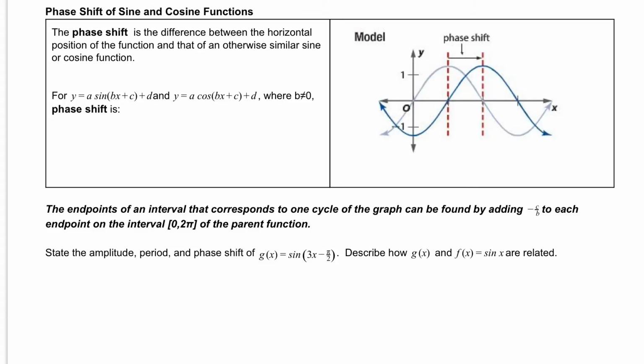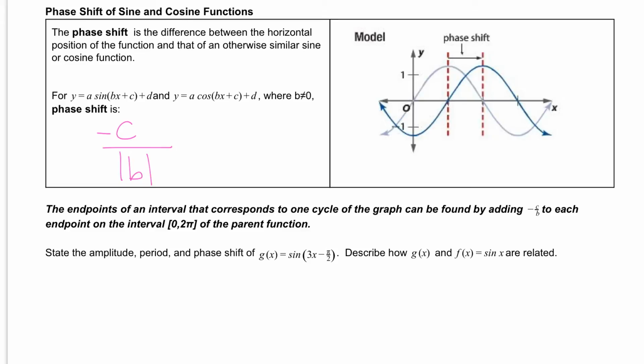In example 5, we're going to talk about the phase shift of a sine and cosine function. The phase shift is the difference between the horizontal position of a function and that of an otherwise similar sine function. So for your sine and your cosine function where b is not equal to 0, the phase shift is negative, or the opposite of c, over the absolute value of b. So negative c over b. And if you take a look at the model, it will show you the phase shift, where instead of our graph starting here, it's shifted over to the right here.